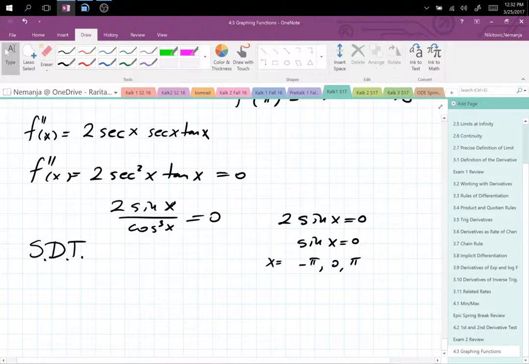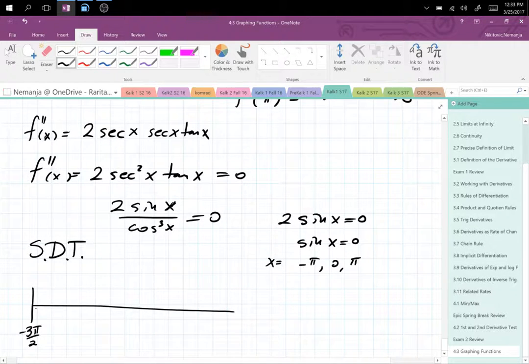Now look at the second derivative test. We have negative 3 pi over 2, which is the asymptote. Then we have a partition at negative pi. Then we have a partition at the next asymptote, which is negative pi over 2. Then a partition at 0 because that's the inflection. Then another partition at pi over 2 because that's the asymptote. Then another partition at positive pi. You get the idea, right?